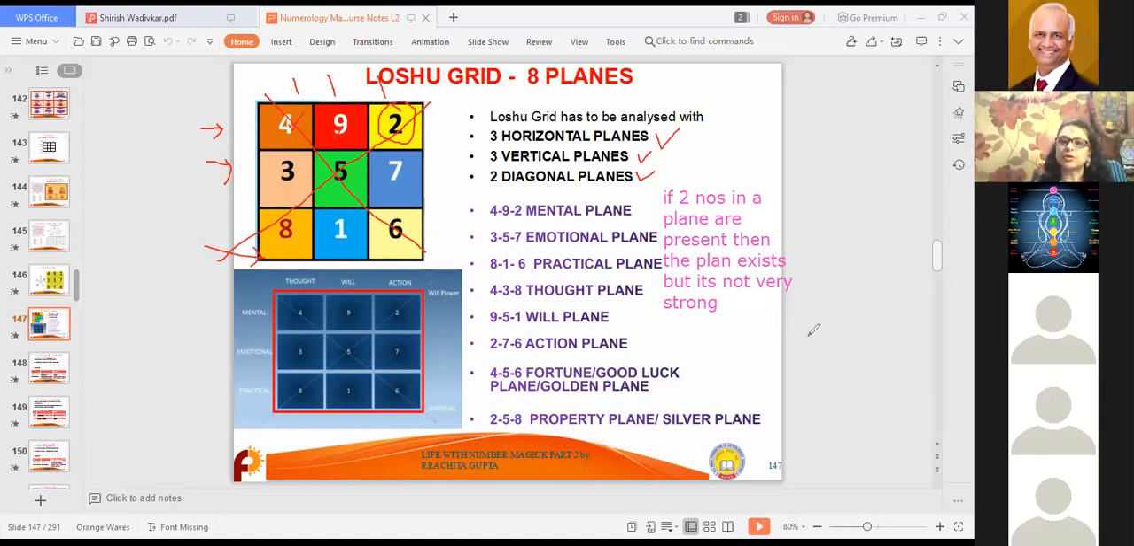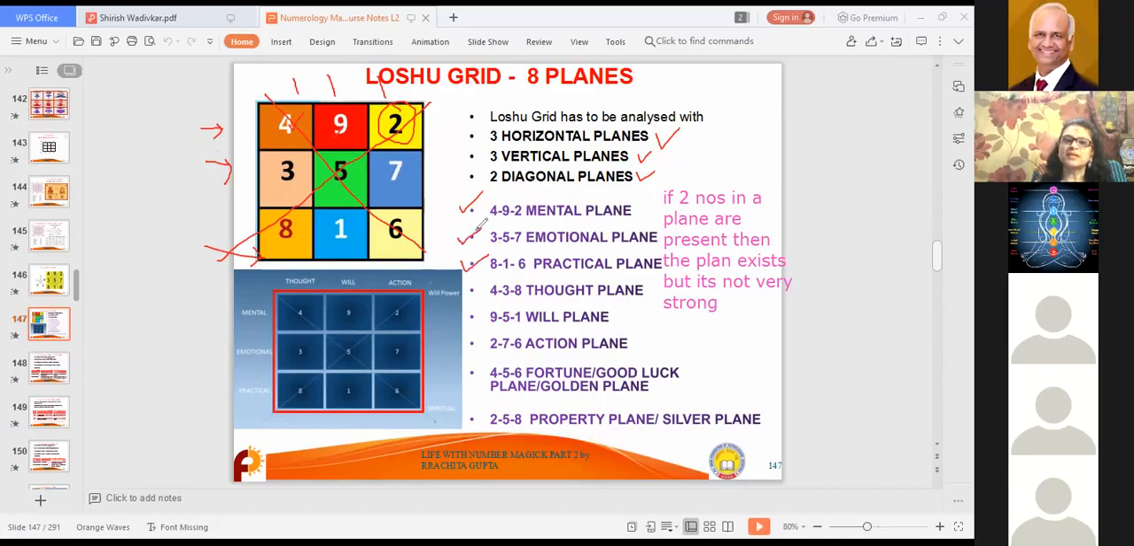Now, what are the planes? Let's talk about the planes. First is the 492 mental plane. This is very important. I hope everybody has a sample Loshu grid in front of them. You can put your own grid, you can put somebody else's grid whom you want to study, so that you can see exactly, and you can correlate in your mind with that person concerned that things are happening like that. So 492 mental plane. 357, that is the second one. 357, this will be the emotional plane. And 816 is known as the practical plane.